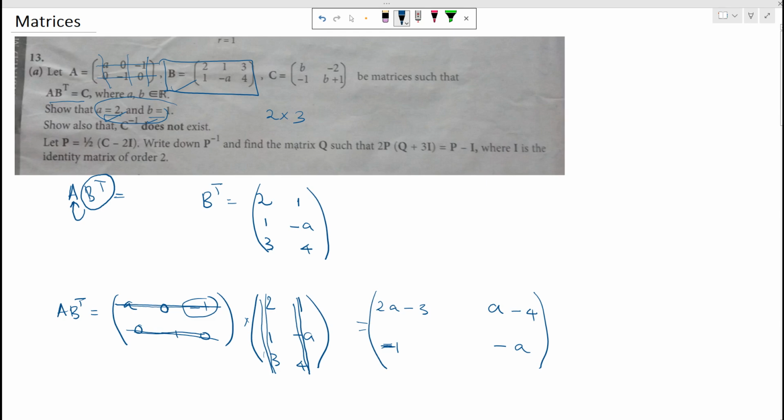Okay, so they are telling AB transpose is equal to C. So this is the resultant matrix for AB transpose. So this should be equal to C, right? So this becomes b minus 2, minus 1, b plus 1. So now this matrix and this matrix are same.